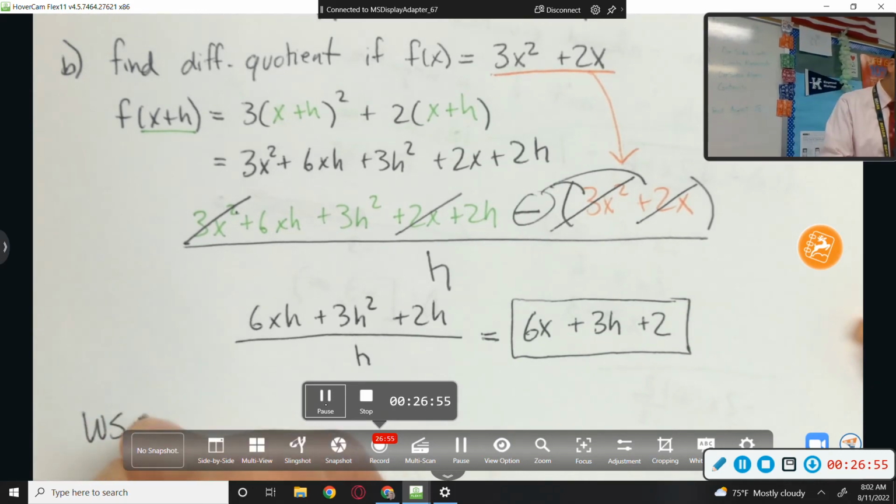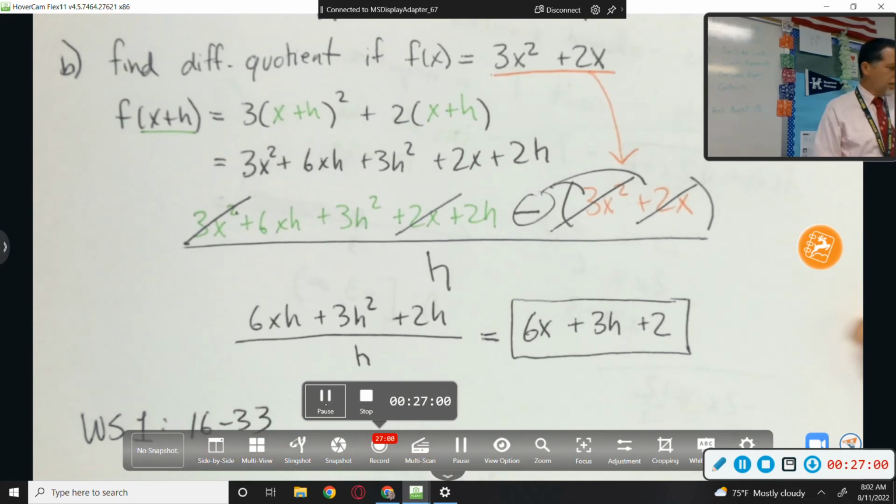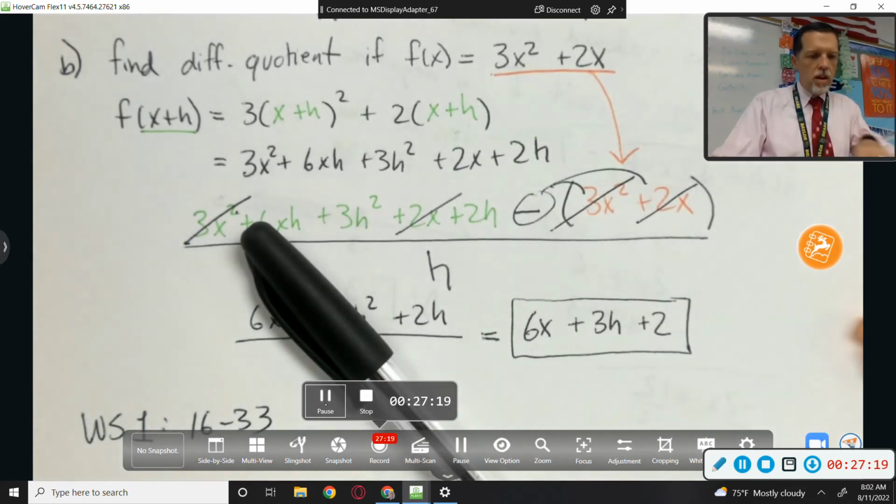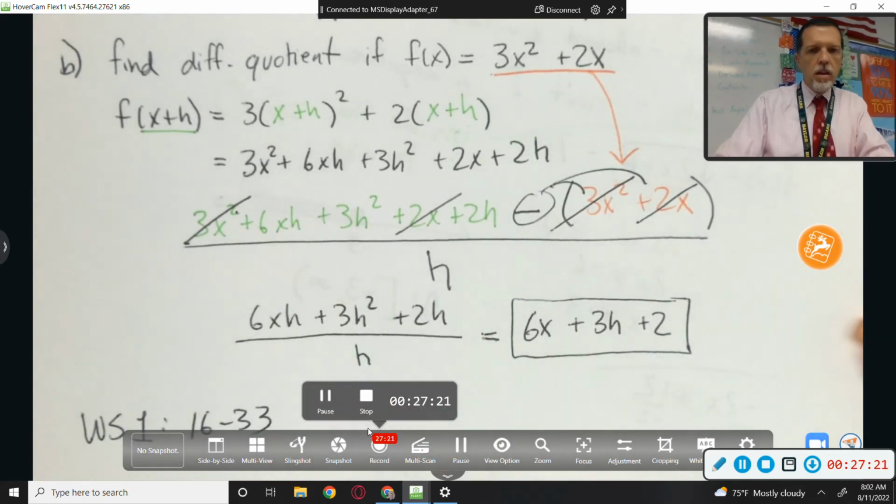All right, the assignment is worksheet 1, 16 to 33, and double check to make sure that goes all the way. It's the rest of worksheet 1 is the easier way to say it. Yeah, 16 to 33. So a little bit of domain problems and 5 difference quotients. Answers are posted in Schoology, so you could check your work there.